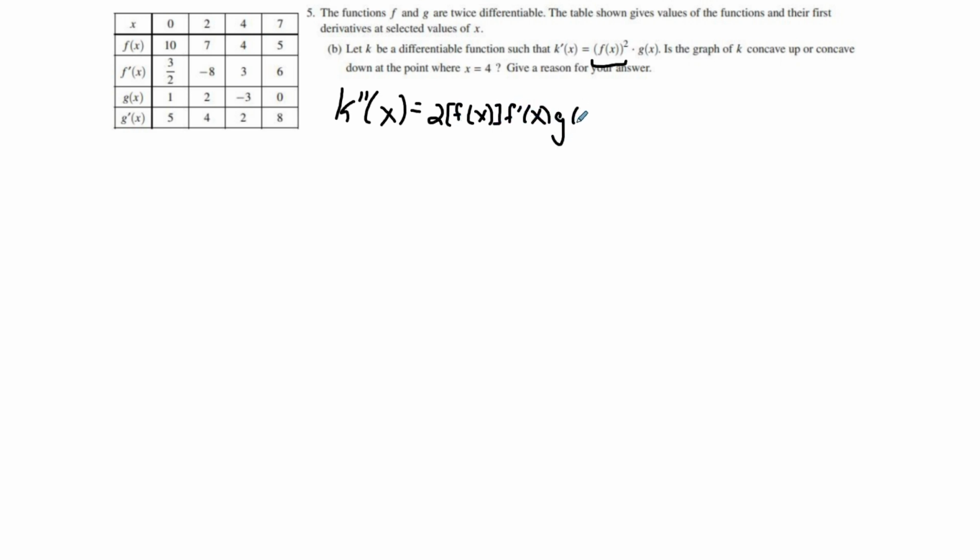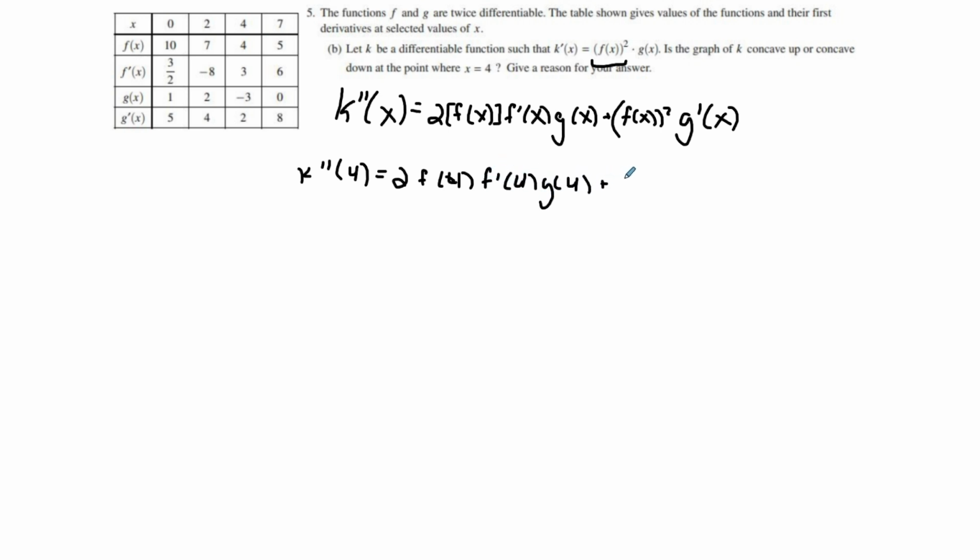Okay, and then we multiply that by g of x, right? And then plus, we just have our f of x squared, and then times g prime of x. So that's a lot, right? So now you have to plug in 4. So that's going to be 2 times f of 4 times f prime of 4 times g of 4 plus f of 4 squared times g prime of 4.